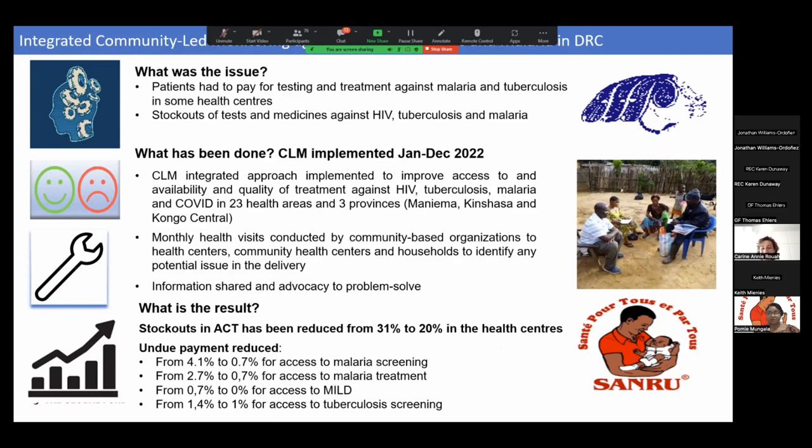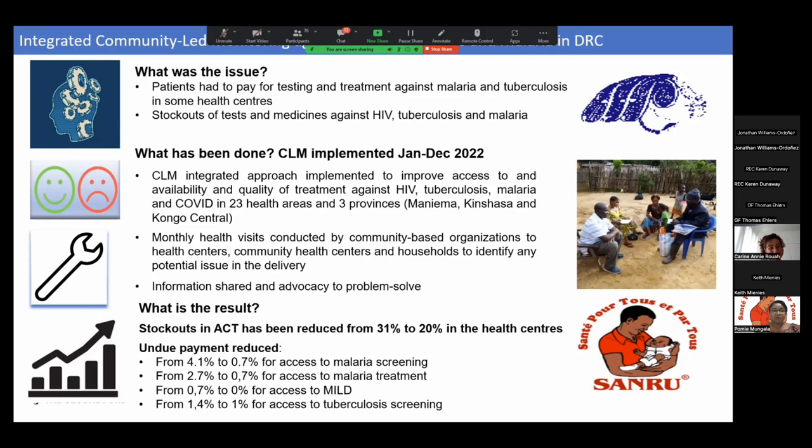Super. Thanks. Okay. Dr. Pomi works with Sandro and working with one of our principal recipients. She's a project manager. And I think your experience is very interesting. It is something new. It is about integrated community-led monitoring. So it is about community-led monitoring against HIV, tuberculosis, and malaria, as well as COVID-19. So to you, Dr. Pomi. Thank you.